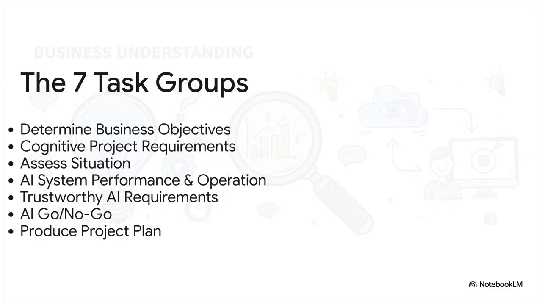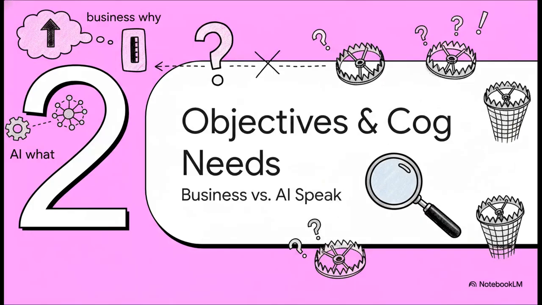And here they are, the 7 task groups of phase 1. You've got to know these cold for the exam, not just what they are, but their exact order. Think of it like a cascade. Each step logically flows into the next, taking you from a high-level business problem all the way down to a concrete, actionable plan.